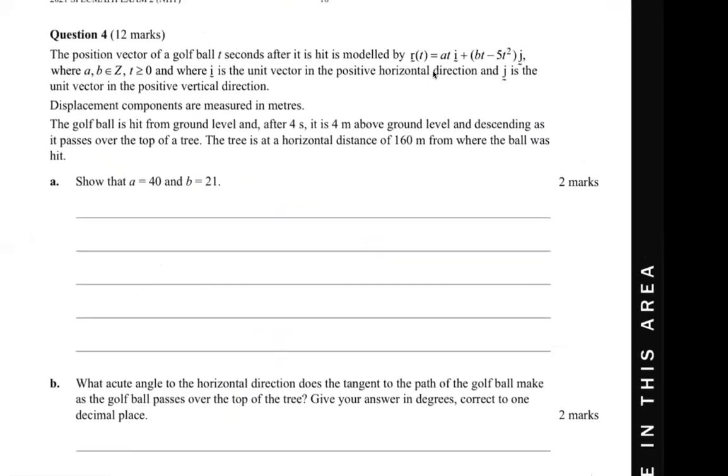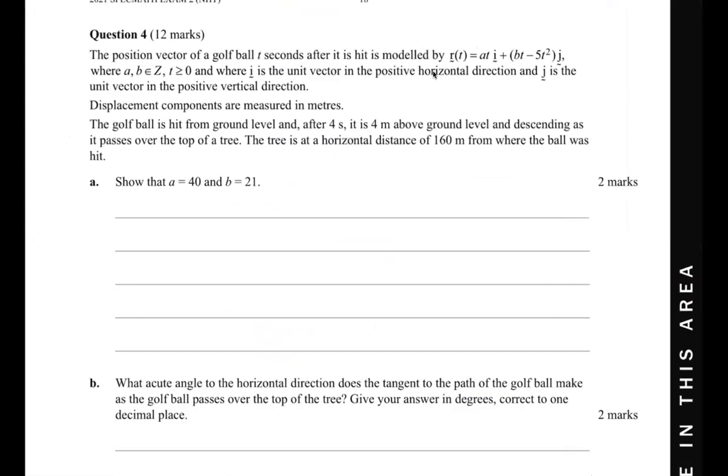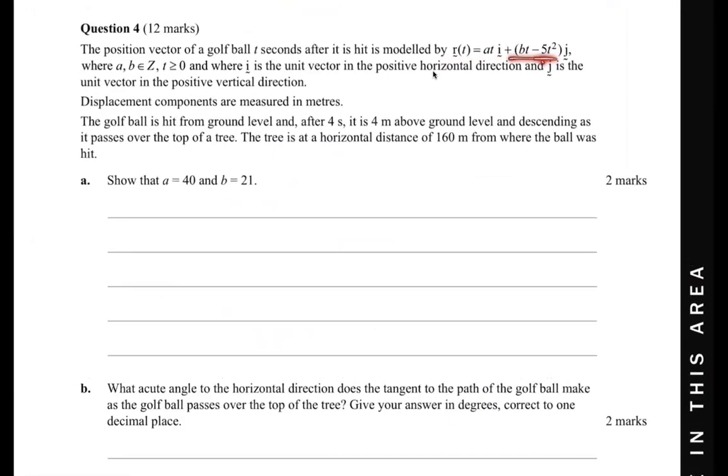So let's look at question 4. The position vector of a golf ball t seconds after it is hit is modeled by the position vector a t i plus (b t minus 5t squared) j. Here, I suspect when they were writing the question, they used minus 10 as the gravitational acceleration rather than minus 9.8. But since the question is set in that way, we have to use what we have in front of us. A and b are integers.